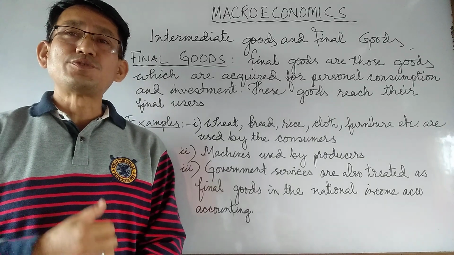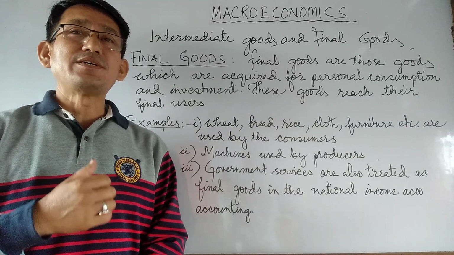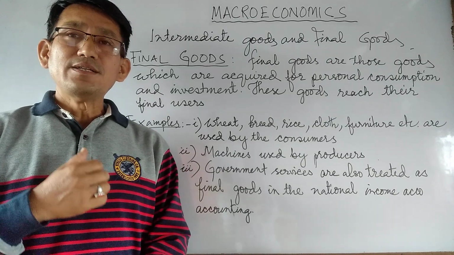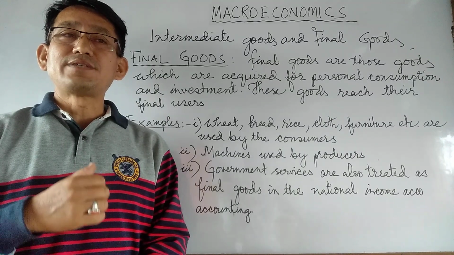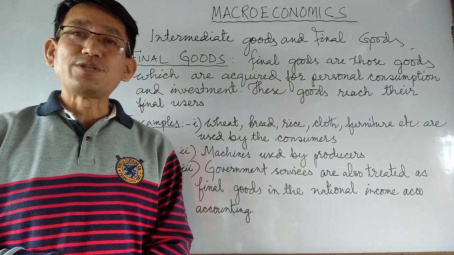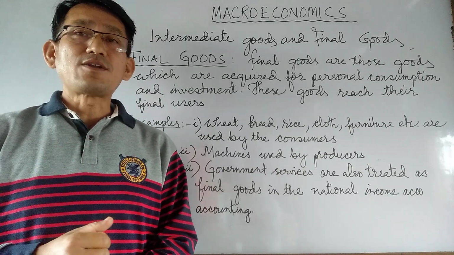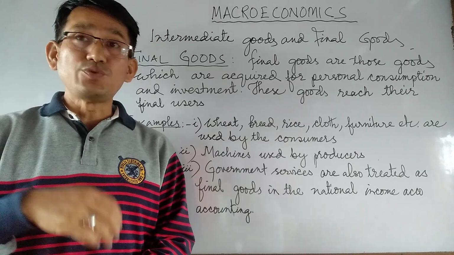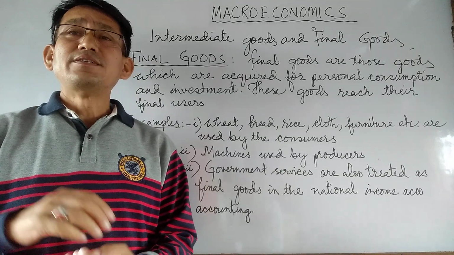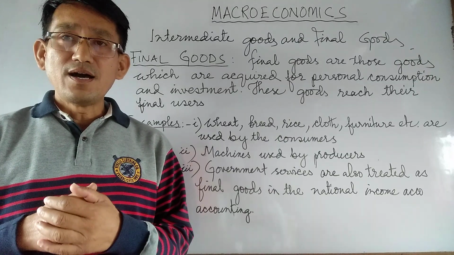What are the intermediate goods? Those goods which are acquired for further production or for resale during the same year are called intermediate goods. For example, if we buy cloth for stitching garments, then the cloth is called an intermediate good. Some features of intermediate goods are that they are not consumed by the consumers directly, they are used by the producer, they remain within the production boundary, and the value of intermediate goods is not added in the national income accounting.